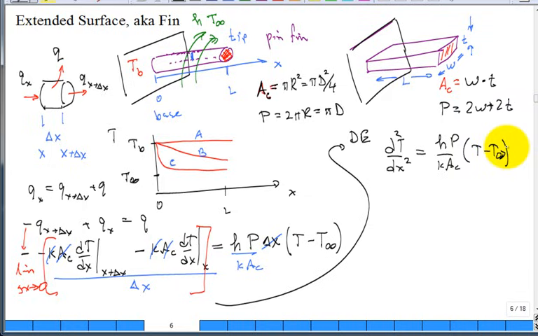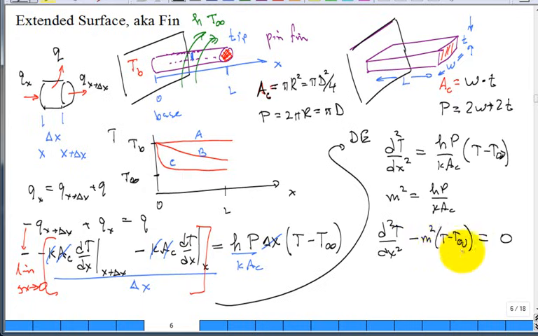Sometimes they'll write it with introducing m squared is hP over K A sub C. And sometimes they'll put everything on one side and put a 0 on the equal sign. And you'll have the second derivative of temperature with respect to x squared minus m squared times T minus T infinity. This is, I think, the form the book puts it out to you. It's because now what you're going to do is you're going to say, oh, I took a whole class studying how to solve ordinary differential equations. This is second order, so I need two boundary conditions. And then I would have my strategy from another class to employ to solve this equation.